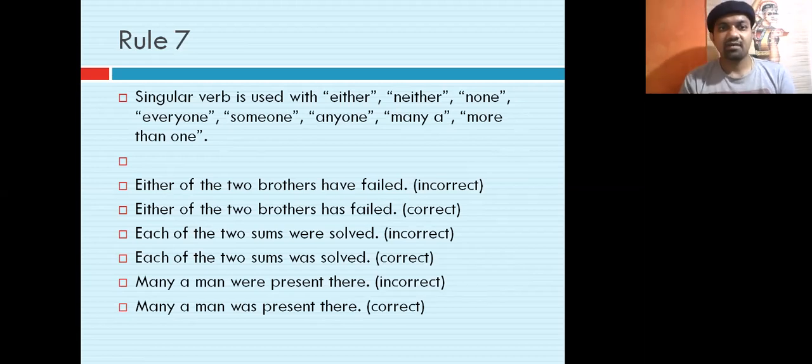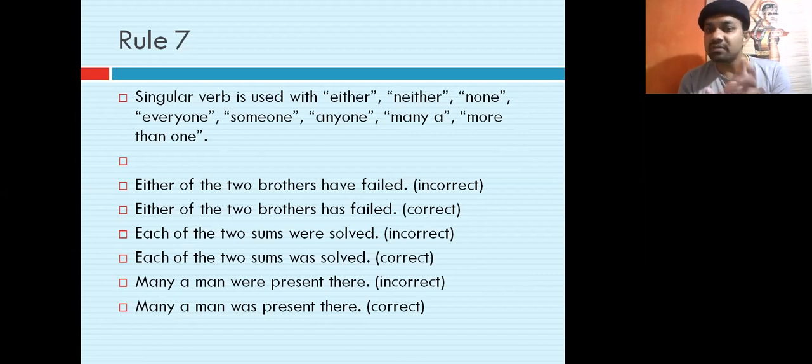Rule number 7. A singular verb is used with these expressions: either, neither, none, everyone, someone, anyone, many. Either of the two brothers have failed. Wrong. Either of the two brothers, how can you say have? Both of them have not failed here. Either of the two has failed. Either of the two brothers has failed is the correct expression, correct subject verb agreement.